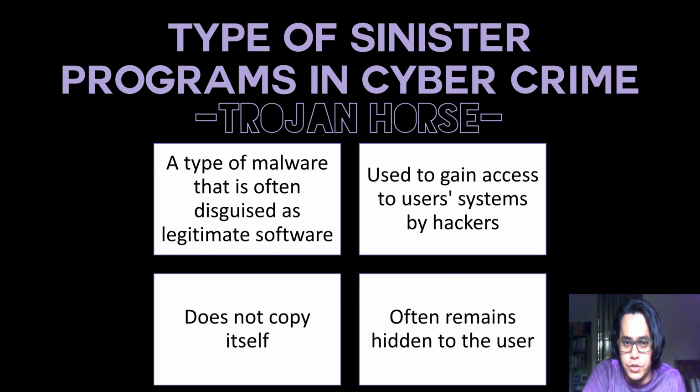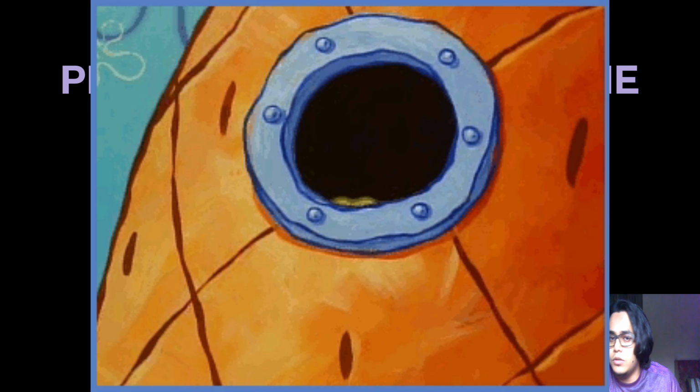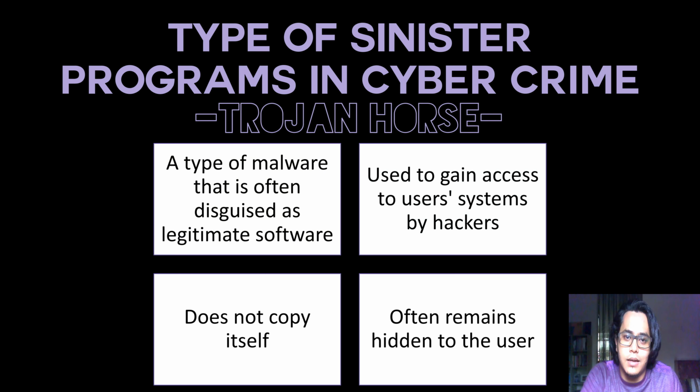Then we have the Trojan horse. It is a type of malware that is often disguised as legitimate software, and the virus is used to gain access to the user's system by hackers. It does not copy itself like a worm, but it often remains hidden from the user, so it is hard to find because it is hidden in our computer system.